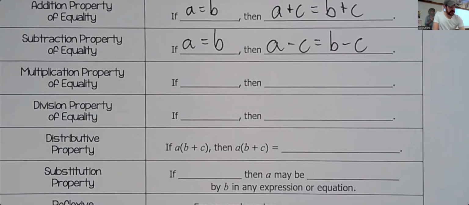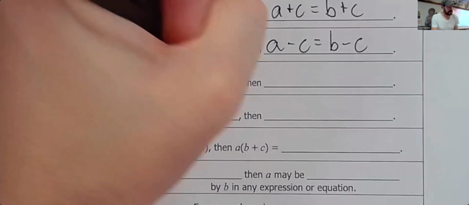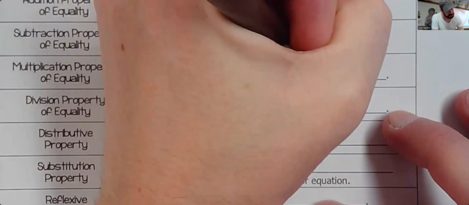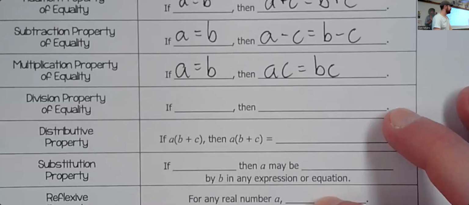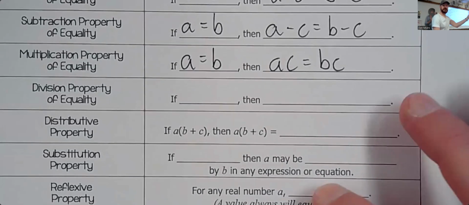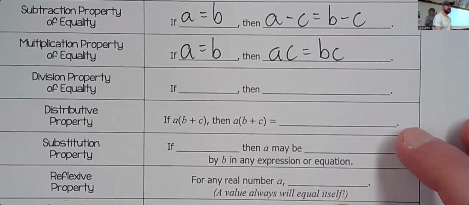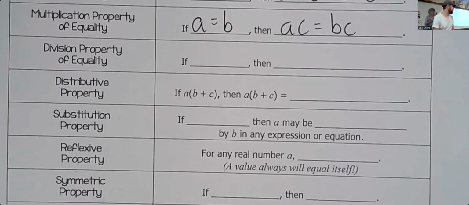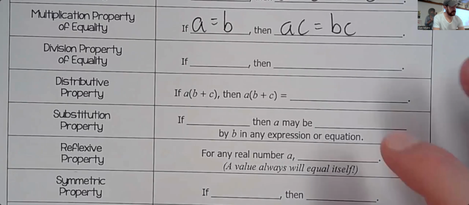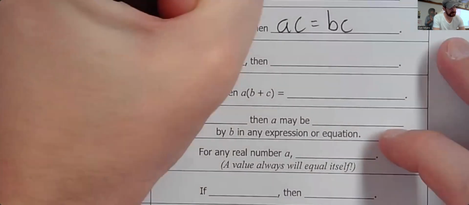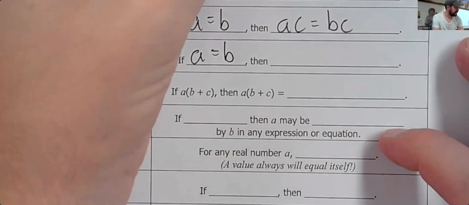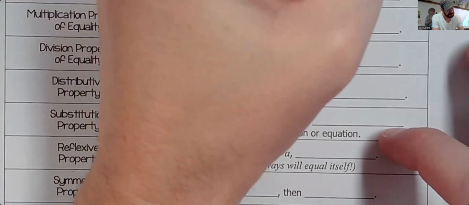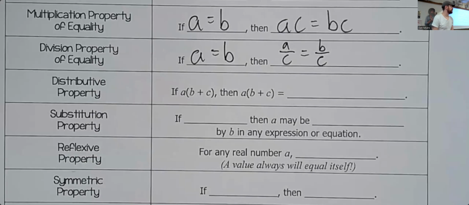The next one is, let's see, if A equals B, then if you multiply them, A times C would equal B times C, as long as you multiply them both by the same number. These are basic algebra rules that you all learned probably way back in pre-algebra or maybe even before that. The division property of equality says if you've got two numbers and they're the same, if you divide them both by the same number, then it still equals the same thing on both sides of the equation.